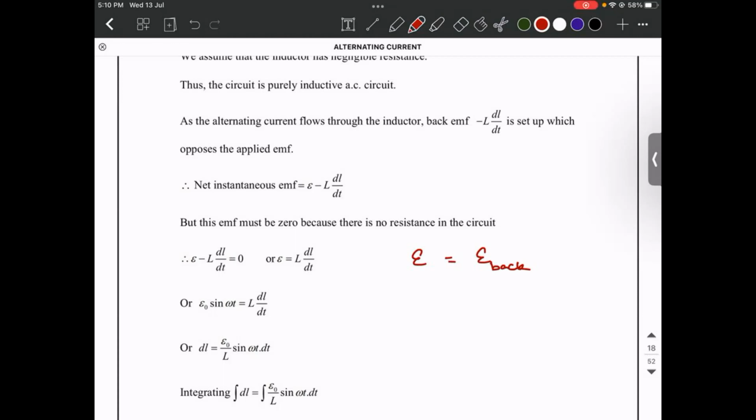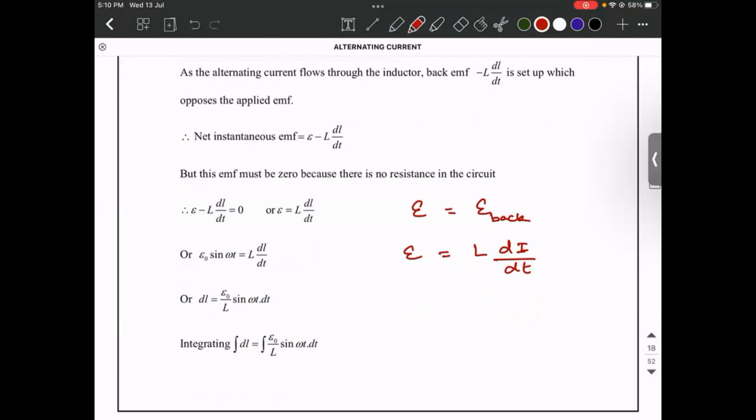What is E? E is the instantaneous voltage that we are giving using the alternating source. E back is the EMF that is getting generated across the ends of the inductor. If you recollect the formula of back EMF from the 6th chapter, it is L into di divided by dt. I hope you remember this.